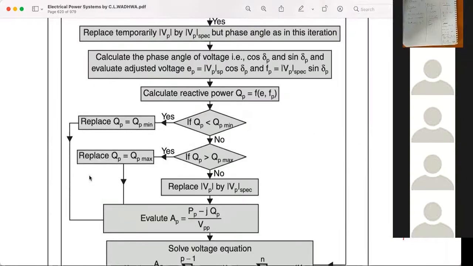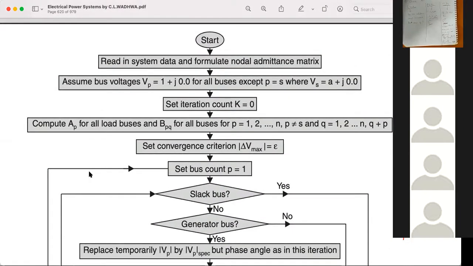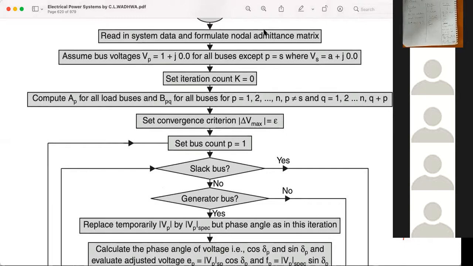This is the flow chart of this. Generally it is asked in the question to draw the algorithm and flow chart of the Gauss-Seidel method, or it may be a numerical on that.